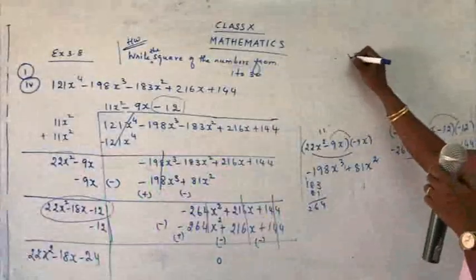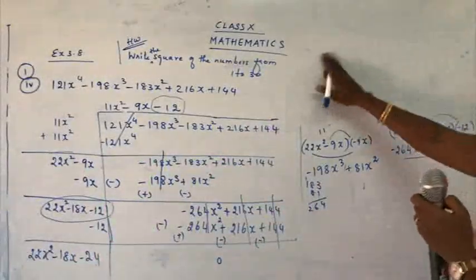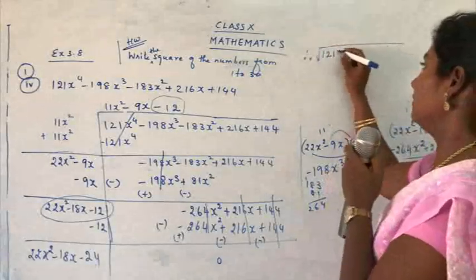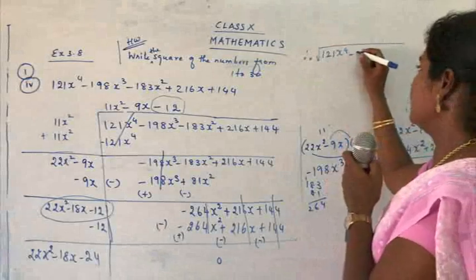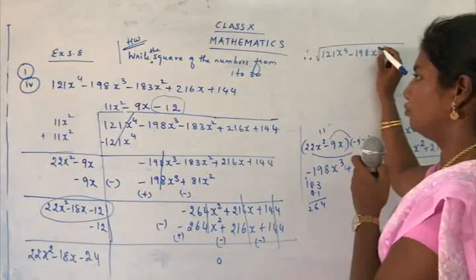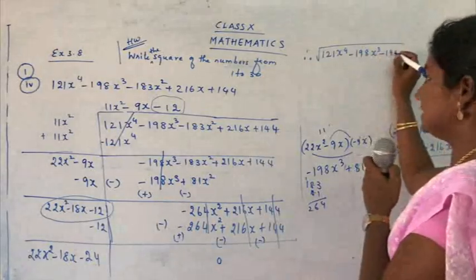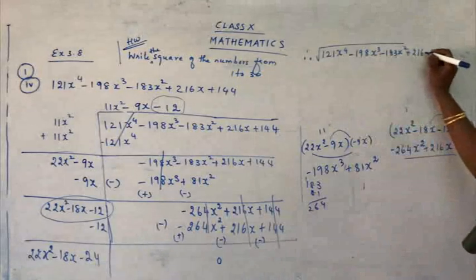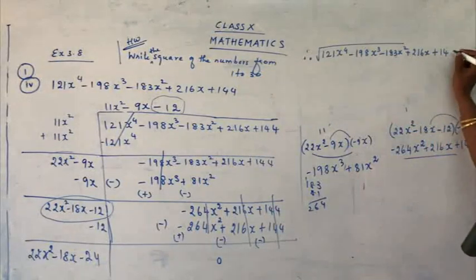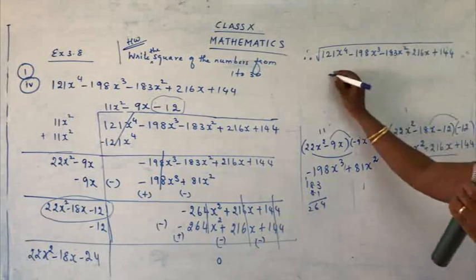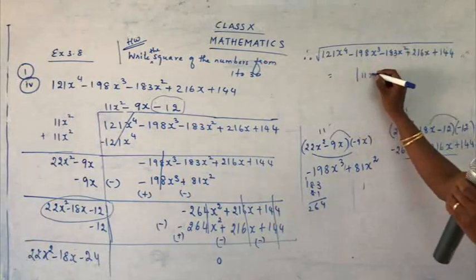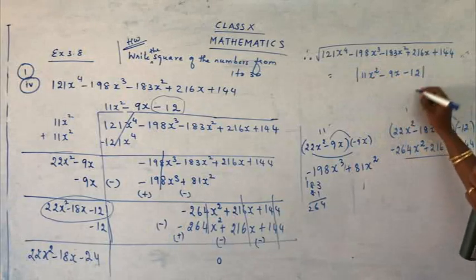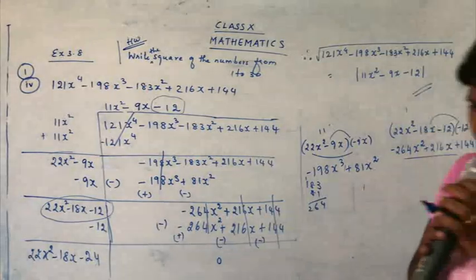So write the final statement. Therefore, square root of 121 x raised to 4 minus 198 x cube minus 183 x square plus 216 x plus 144 is equal to mod of 11x square minus 9x minus 12. So this is the required answer.